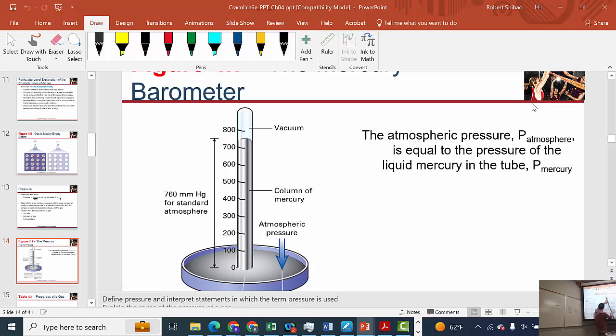And then what we're going to do is, this is imbalanced here. The weight of the air is greater than the weight of the vacuum. But the vacuum doesn't weigh anything. But we make this balanced here. And so the weight of the air is going to equal the weight of the liquid mercury.